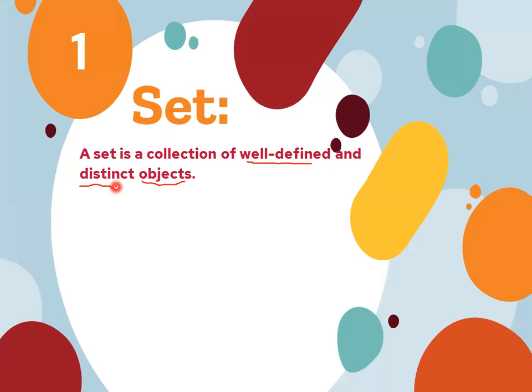Now what does it mean by distinct objects? Distinct means if you have any element, any number in a set, then in that set, repetition of any number or repetition of any letter is not allowed. So what is a set? A set is a collection of well defined and distinct objects.